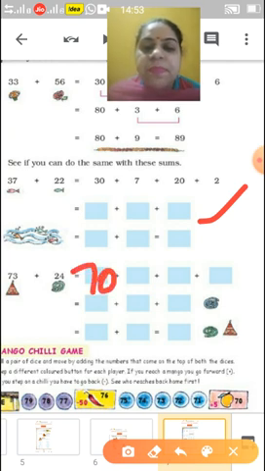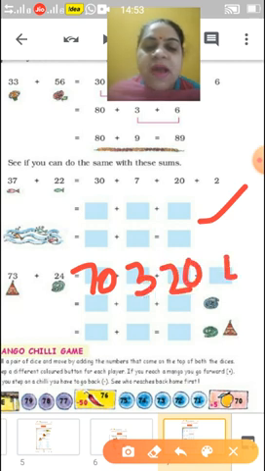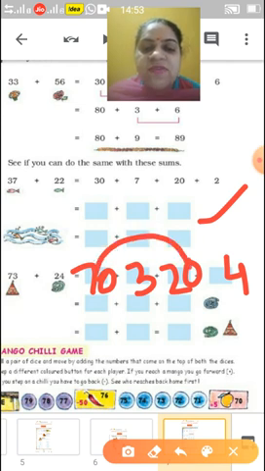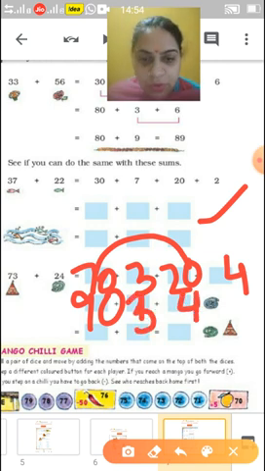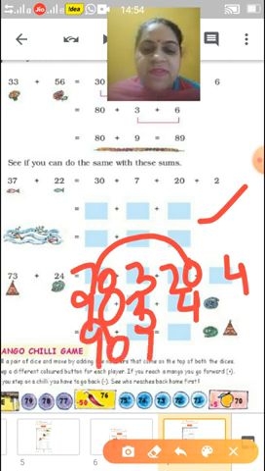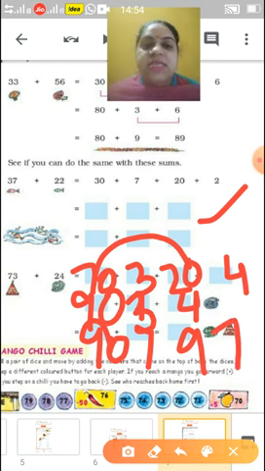70 plus 3, 20 plus 4. So children, if we add these two, so what will come? 90 plus 3 plus 4. So 90 plus 7. So your answer is 97. Okay children.